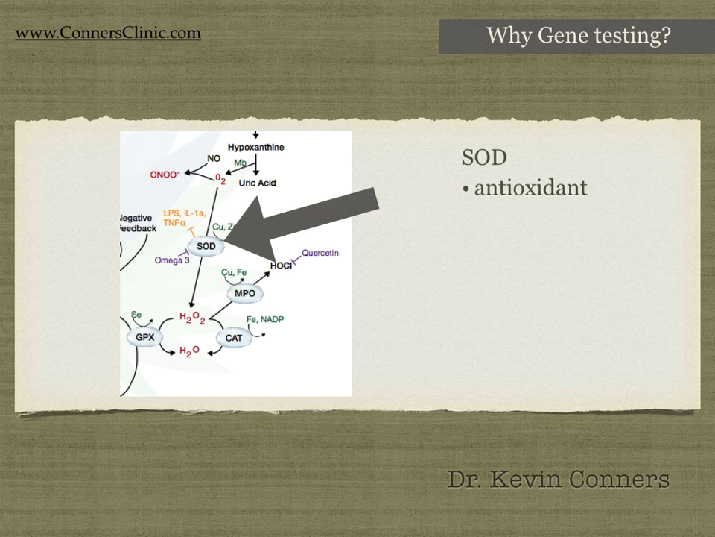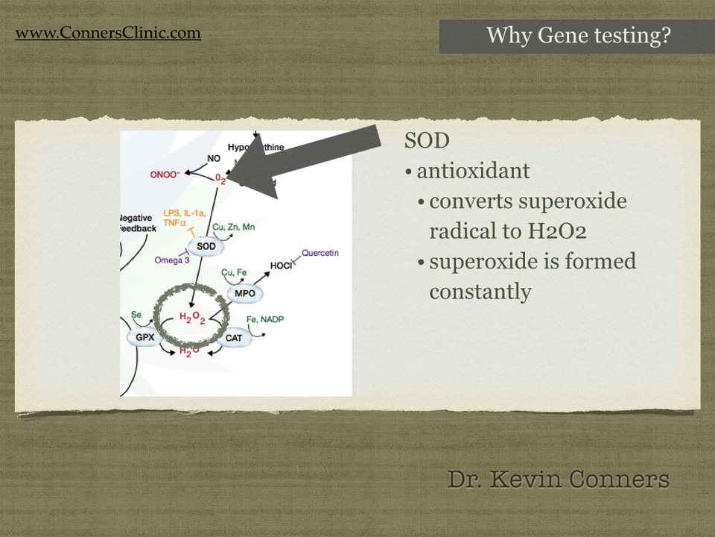What is it? It is an antioxidant. The superoxide dismutase gene actually makes three different enzymes, SOD1, 2, and 3, found in different parts of your body and your cells. It takes superoxide, which is a free radical, and converts it into hydrogen peroxide. Your body needs superoxide at different times, but it's all in balance.